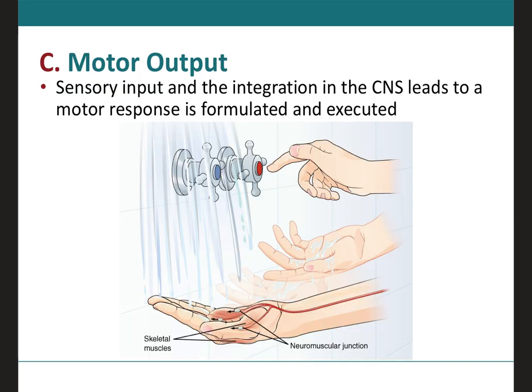So once that information again is processed in the central nervous system and integrated, then this will cause a motor response, which will, in this case, allow you to adjust the temperature of the water. And this is how you're able to interpret the information that initially was received by the sensory receptors that were on the tip of the finger.